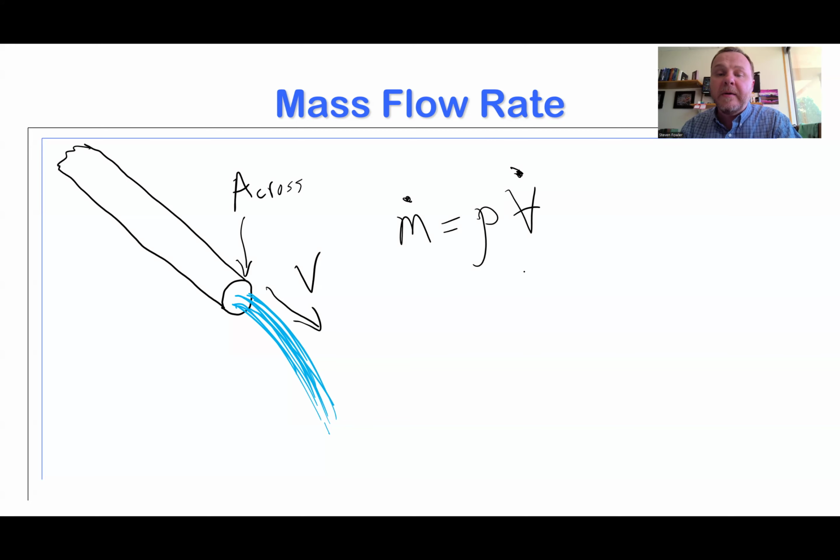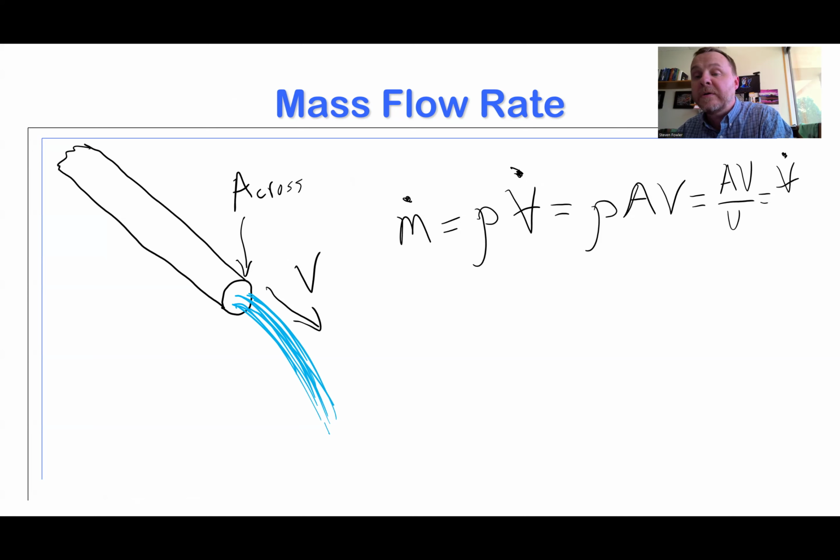So just on a basis of units, dimensional analysis, mass per volume times volume per time gives me mass per time. And how do we find this volumetric flow rate? Well, a simple way is to take the cross-sectional area of the conduit through which fluid is flowing, multiply by the speed at which that fluid is flowing, and that product gives me the volumetric flow rate. And because specific volume is the reciprocal of density, I can also write these other forms of this expression, and those are all true.